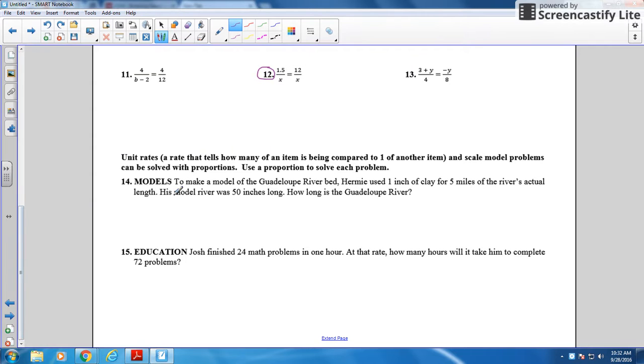And finally, we use ratios when we use unit rates. So if we wanted to talk about a price per pound or how many miles we drive in 1 hour, that's a unit rate. We also use ratio in scale model problems. So see if you can attempt these 2 questions by setting up proportions and solving them. But you should have done problems like this before, so I'll let you try that on your own.